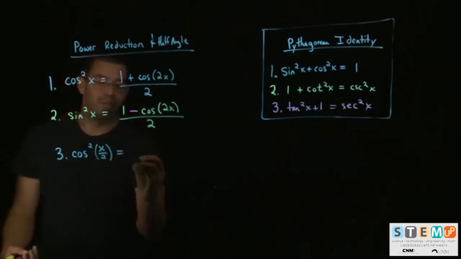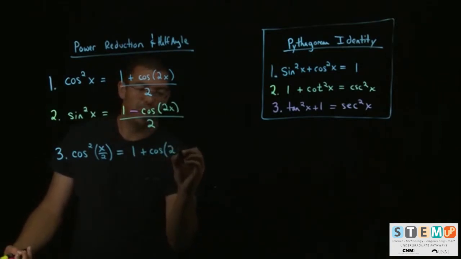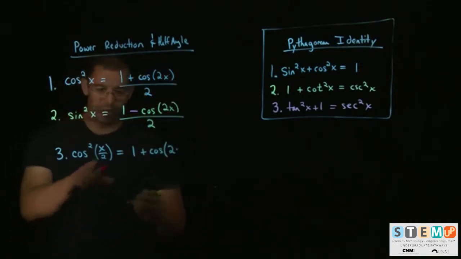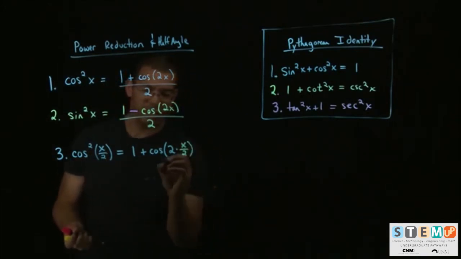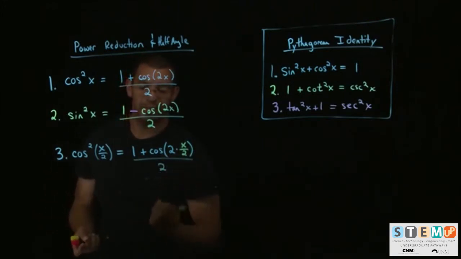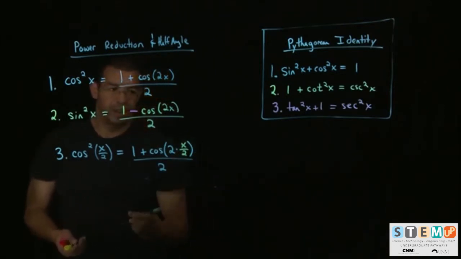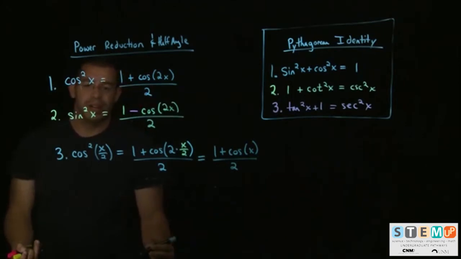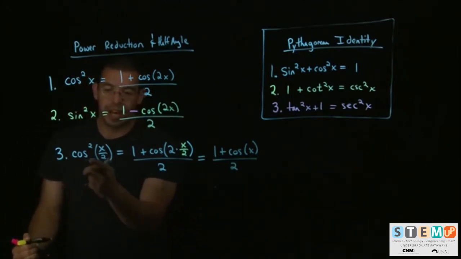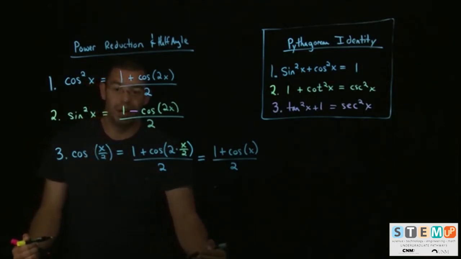So let's plug it in here. 1 plus the cosine of 2 times, so instead of x, we're plugging in x over 2, right? And this is all divided by 2. Well, 2 divided by 2 is just 1, right? So this is 1 plus the cosine of x, divided by 2. And we're almost done. Typically for the half angle, we want to get rid of this squared. We want just the cosine of x over 2.